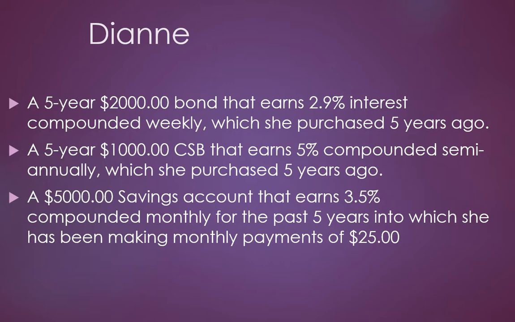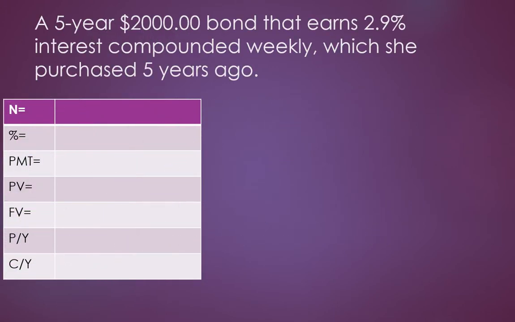So let's have a look at the first investment. We're going to create a table that's very much similar to what your graphing calculator will look like when you get to that screen. You've got a 5-year, so N is 5. $2,000, so my present value is negative 2,000. It's negative because it's coming out of my pocket. I'm paying $2,000 to start this investment. It earns 2.9% interest, compounded weekly.